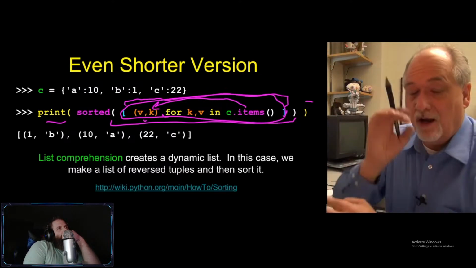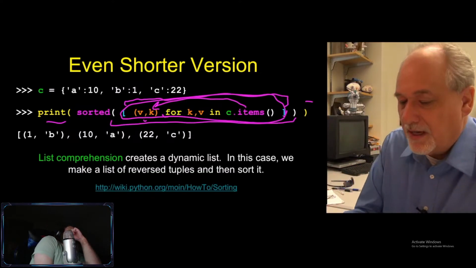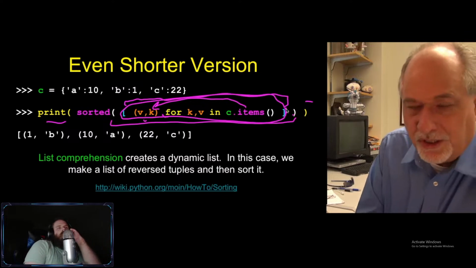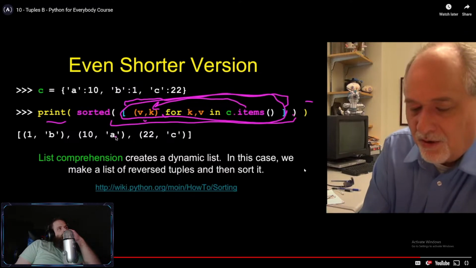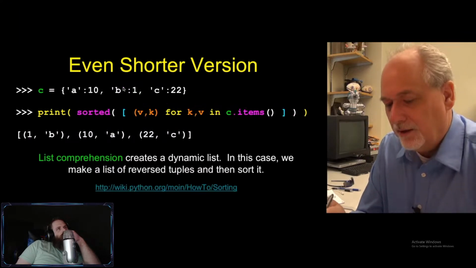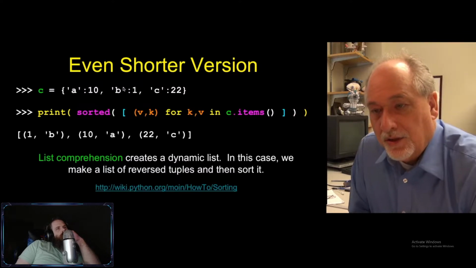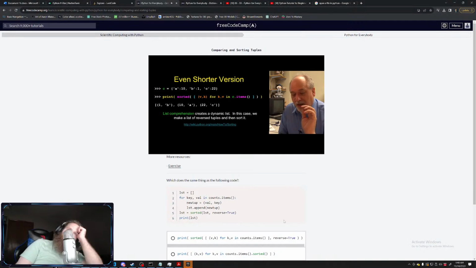Sorted moves the list around because it is just a list of tuples, and then gives us back the sorted list. I didn't put reverse equals true on here, but you see that this is sorted in ascending order now by key. And I did that all in one little statement. This is one of the beautiful things about Python, that you can build more complex versions of this, and there's a lot of real elegant things that you can do in Python that are really succinct.